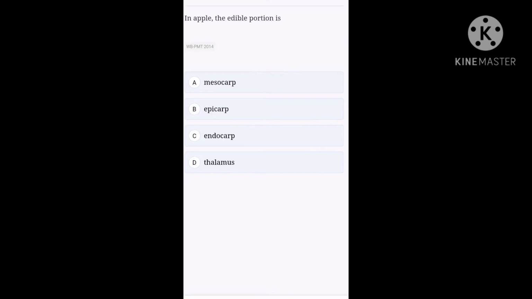Okay, next one. In apple, the edible portion is option A mesocarp, option B epicarp, option C endocarp, option D thalamus. While you are handling these type of questions, make sure you know each and every part of the layers of a fruit. It makes it easier to solve these type of questions. In this question, since apple is a false fruit developed from thalamus along with the ovary, the edible portion of apple is fleshy thalamus. So the right option is D thalamus.